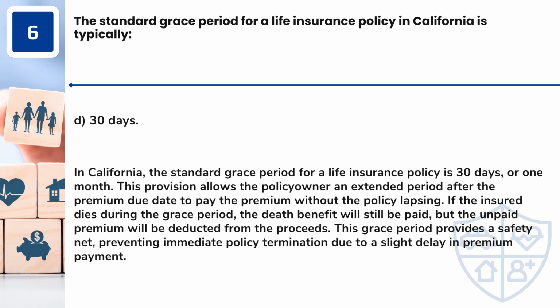Answer: D. 30 days. In California, the standard grace period for a life insurance policy is 30 days, or 1 month. This provision allows the policy owner an extended period after the premium due date to pay the premium without the policy lapsing. If the insured dies during the grace period, the death benefit will still be paid, but the unpaid premium will be deducted from the proceeds. This grace period provides a safety net, preventing immediate policy termination due to a slight delay in premium payment.